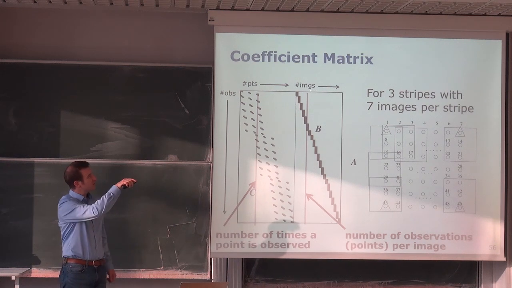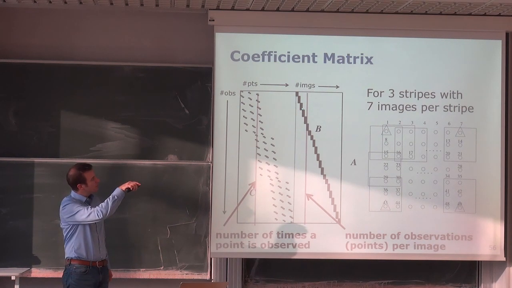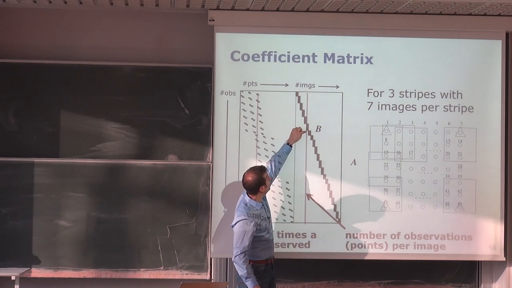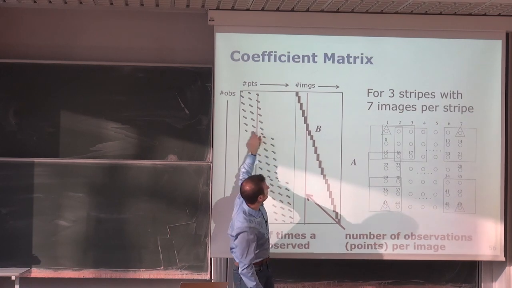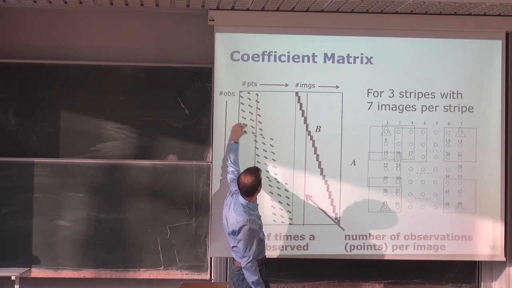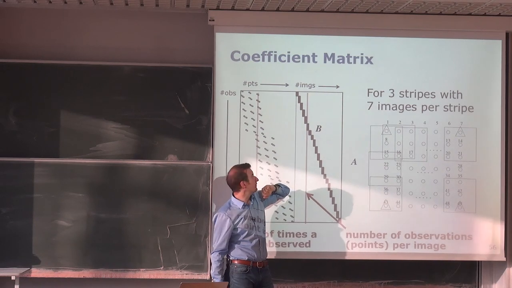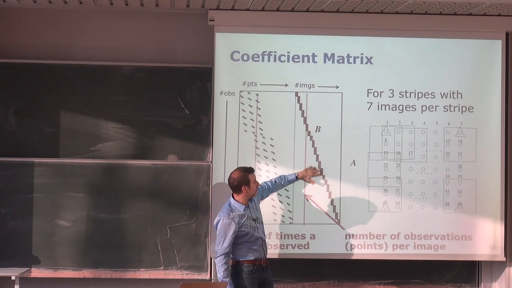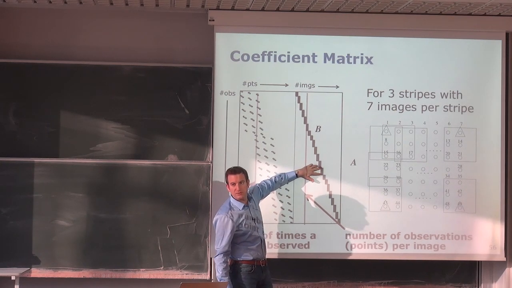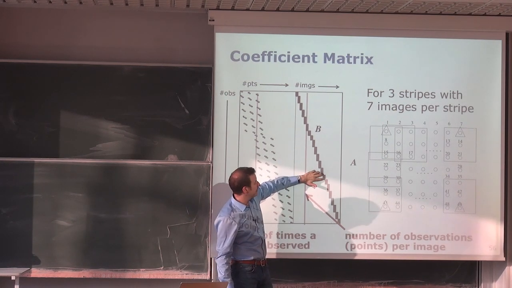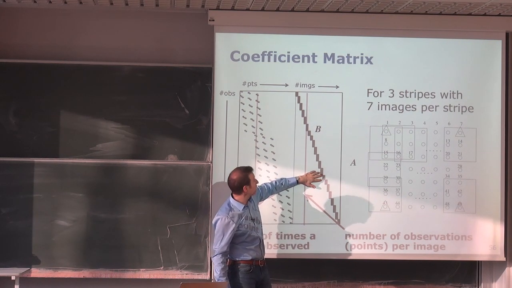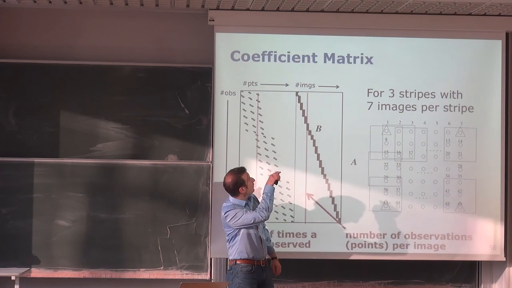So these are the images, and if I'm in image number 6, I can count 1, 2, 3, 4, 5, 6, 7, 8, 9. So I see 9 points in my image. Therefore, some of the blocks are larger, some of the blocks are smaller. The blocks which are larger correspond to those images where I see 9 points, and the blocks which are smaller correspond to those where I see only 6 points. There may be blocks which are even smaller.